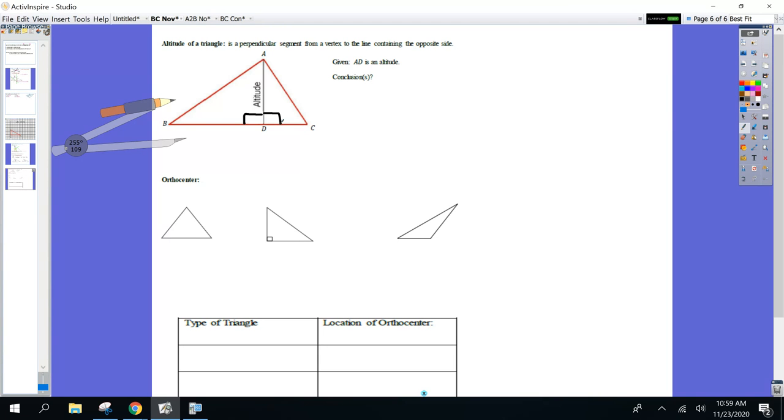So conclusion, angle ADB and angle ADC are right angles. They have to start at a vertex and be perpendicular to the opposite side. Did I say it bisects the opposite side? No. It's just perpendicular.